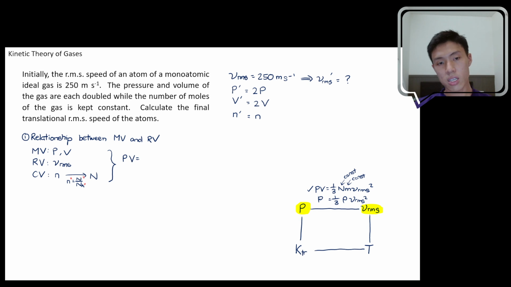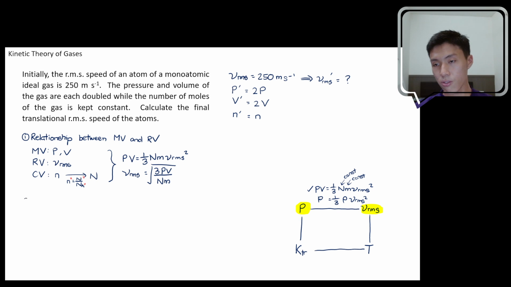So PV is equal to 1/3 N M VRMS squared. What are they interested in? They are interested in the final translational RMS speed. So that's VRMS that they are interested in. Let's make VRMS the subject and bring everything to the other side. So you have the square root of 3PV over NM. Okay, so that's us determining the equation that we are going to use later when we take new divided by old.